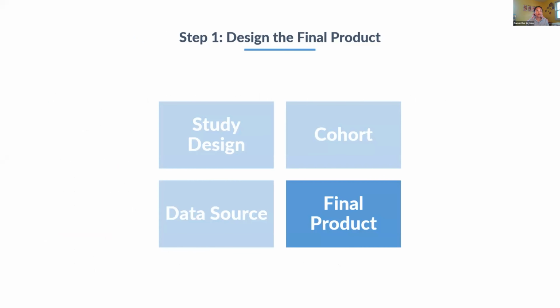So designing the final product. Before I dive too deep, I do want to just sort of say, like, the final product is very much dependent on these other three blocks that I've shown here as well. So your study design, your cohort, and your data sources. But we're sort of skipping to the final product because we're just looking at that for this segment today.